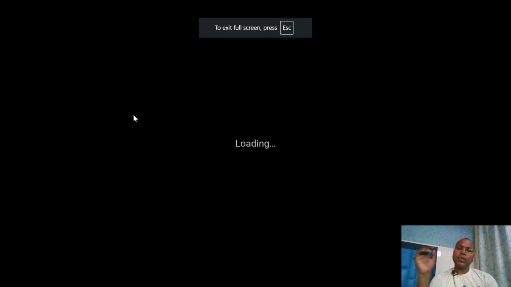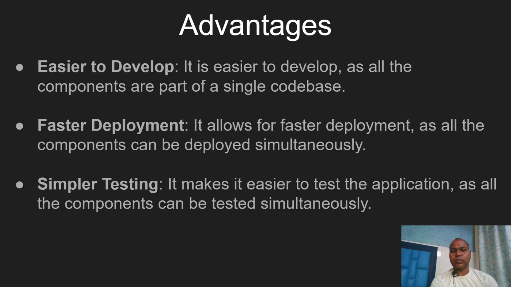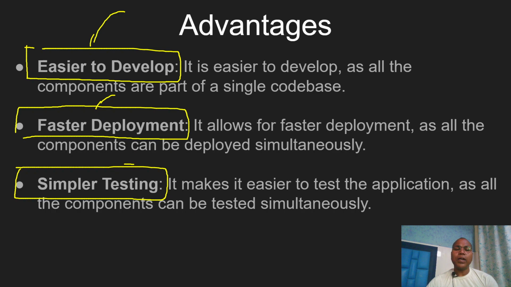Generally, a monolith contains the user interface, business logic, and database access. The advantages of monolithic architecture: it is easier to develop, because it is very simple. It has the fastest deployment, because there is only a single unit you can deploy, and it is even simpler to test. This is the key benefit of a monolith architecture: easier to develop, faster to deploy, and simpler to test.